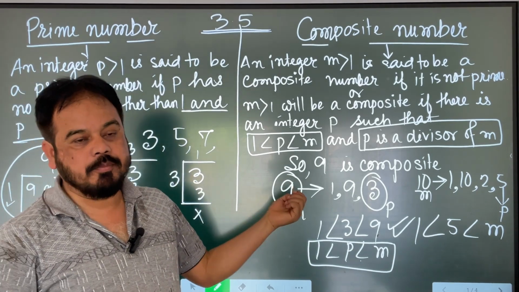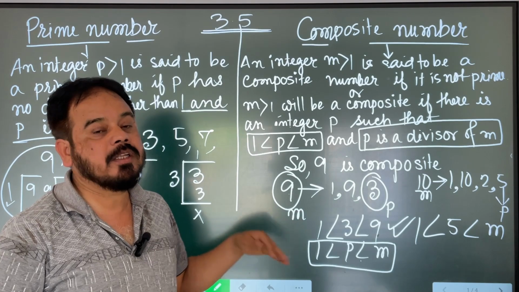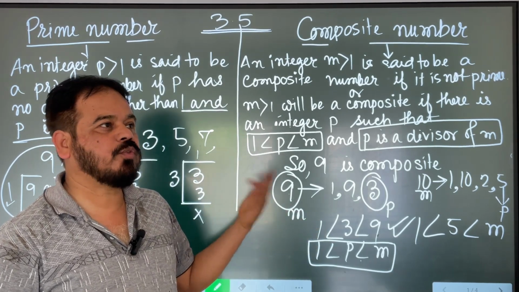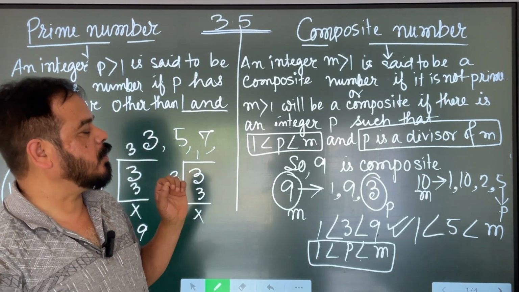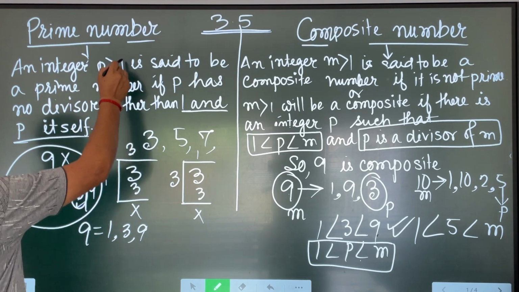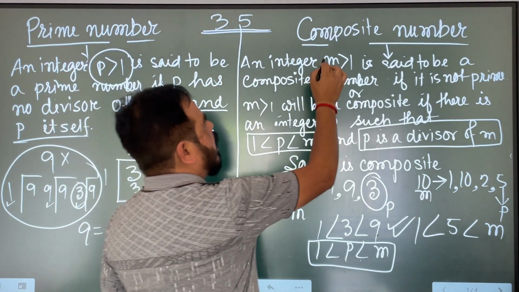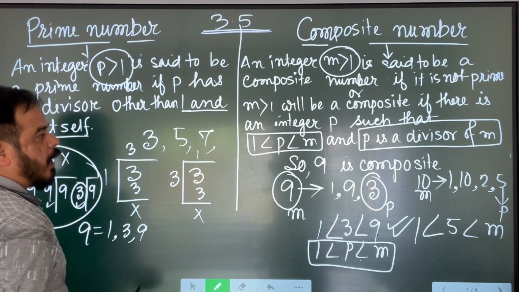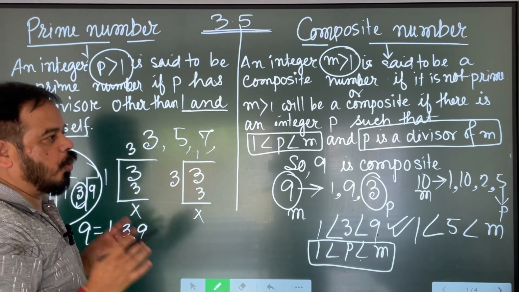24 is composite because 24 we can divide by 1 and 24 itself, and any other number also. 12, 6 for the 24. So by 6 we can divide 24. By 4 we can divide 24. So 24 is a composite number. So in both the cases, p is prime, greater than 1. M is composite, greater than 1. So whether it is prime or composite, all the numbers must be greater than 1.